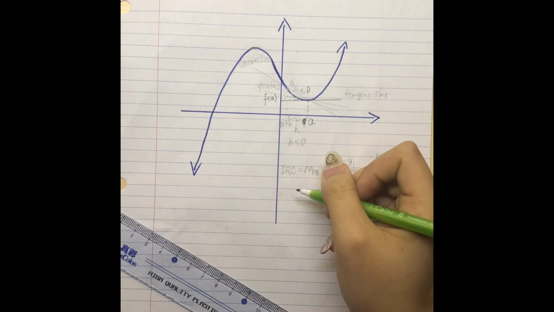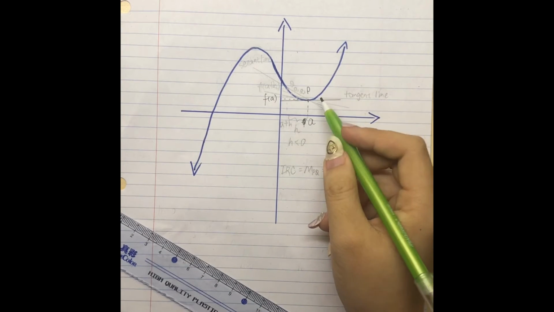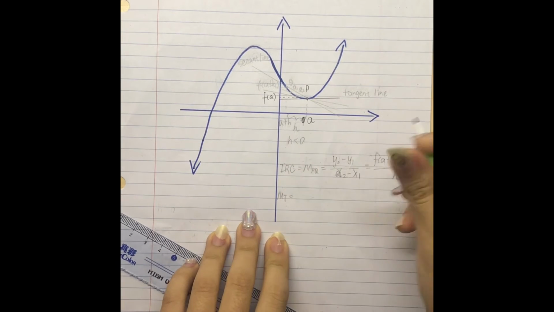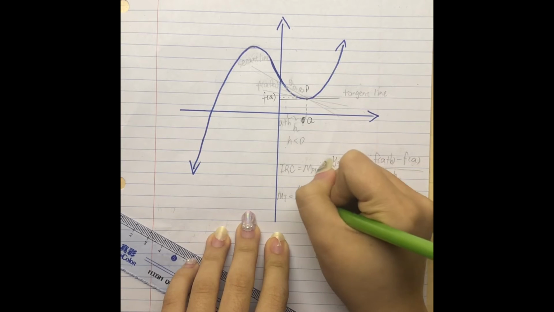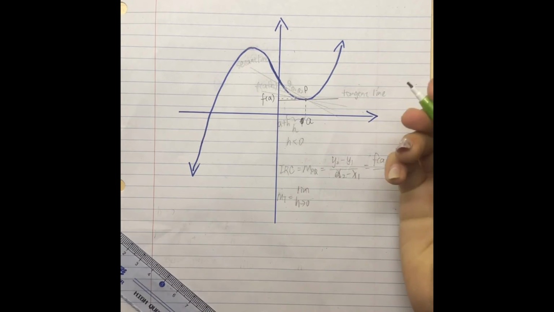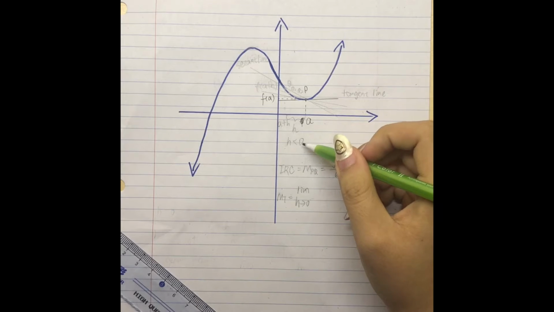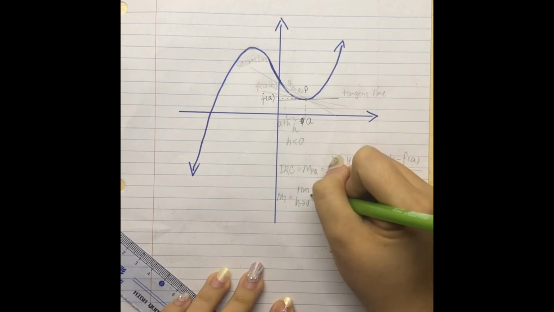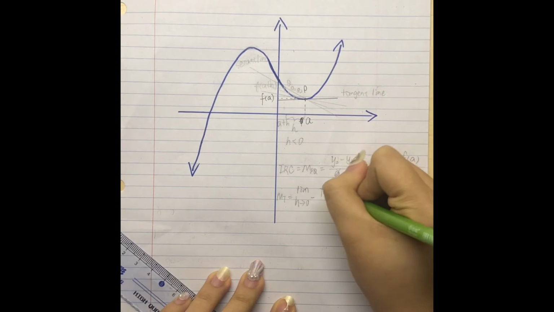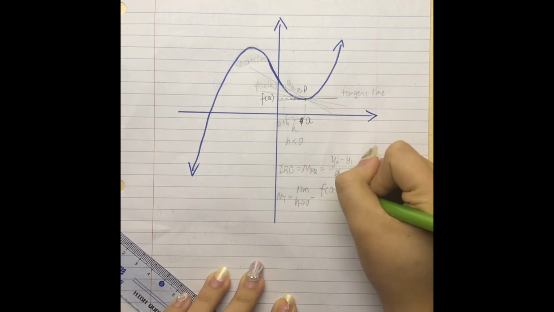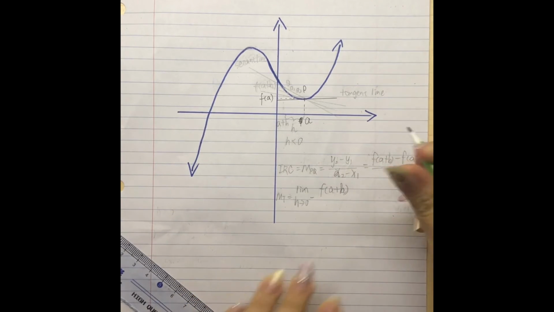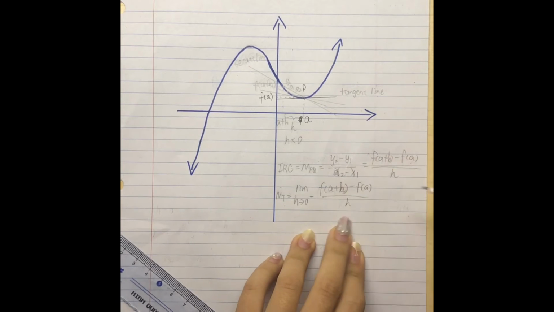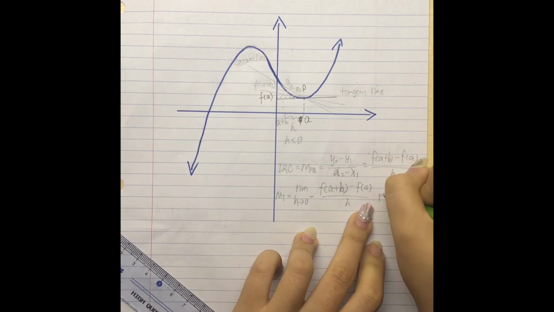So on the other hand, look at the slope of the tangent. m_T equals the limit as h approaches 0. Before, we talked about h smaller than 0, so this is negative. f(a plus h) minus f(a), divided by h. This is the preceding interval.